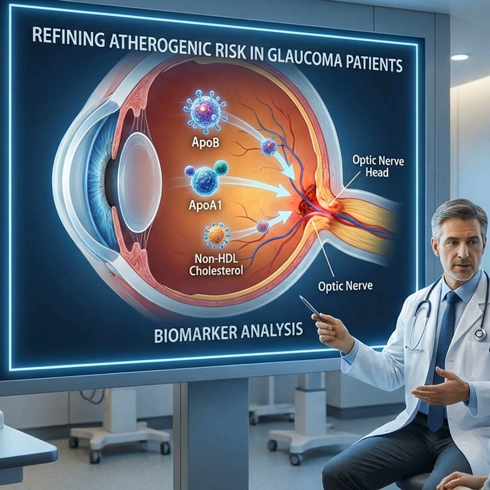A routine lipid panel, total, HDL, LDL, TG, is a good start. You can calculate non-HDL cholesterol yourself, total minus HDL. Ask your doctor for an ApoB blood test if you have high LDL or other risks. This can usually be ordered and covered by insurance nowadays.